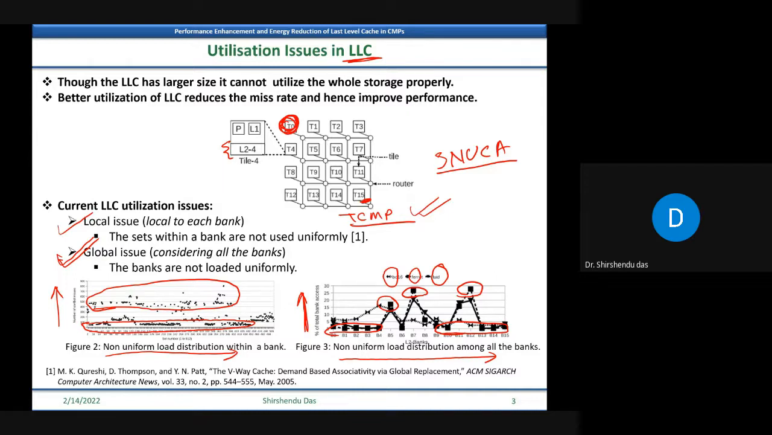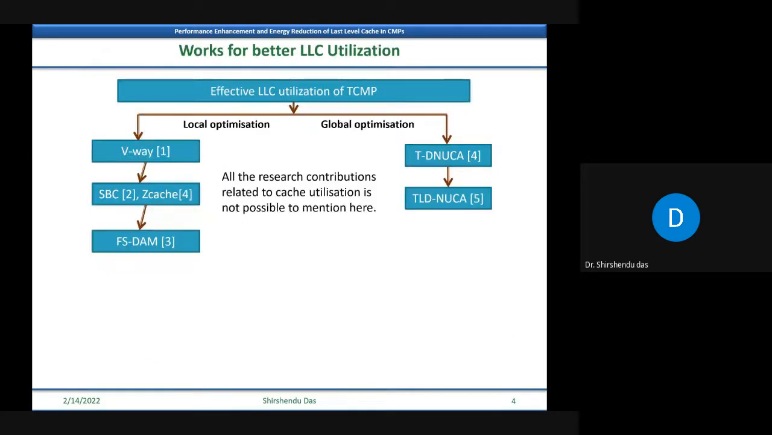So this is the problem statement. Till now I have not explained any solution. I've just explained the problem statement, which is utilization issues. There are two parts, local and global. Let us go to the next slide. This is effective LLC utilization, meaning how you can utilize the last level cache of TCMP effectively. This was also the topic of my PhD thesis.